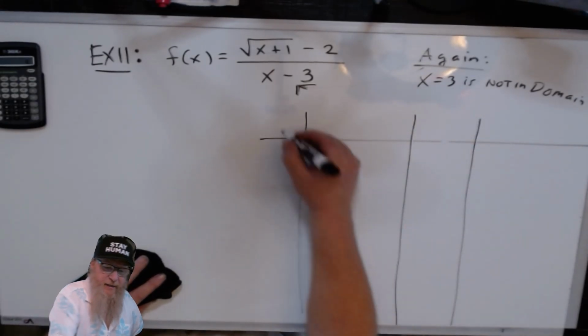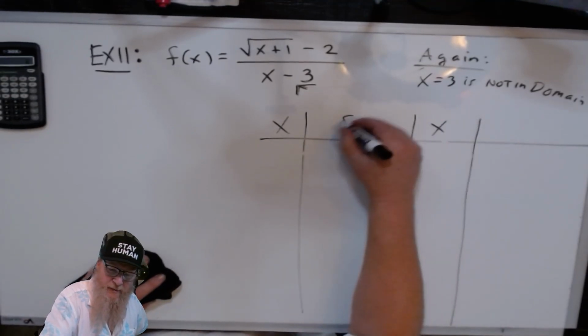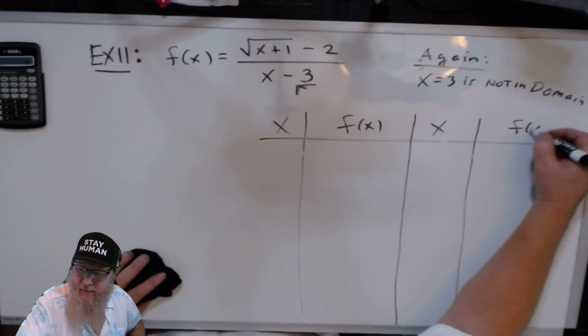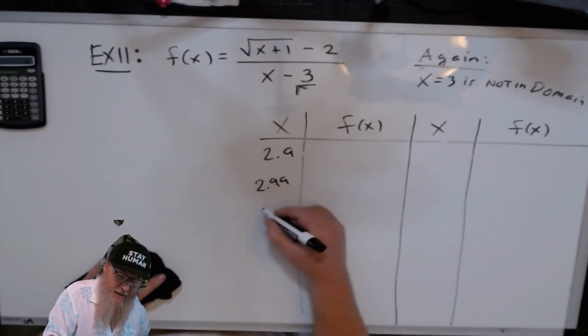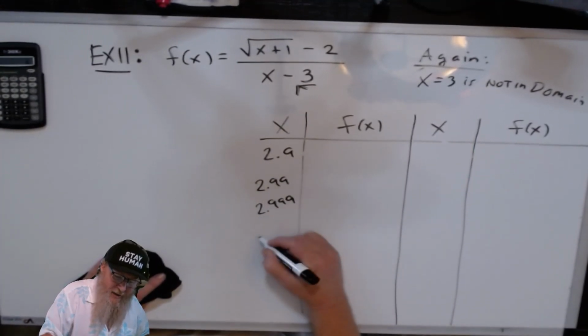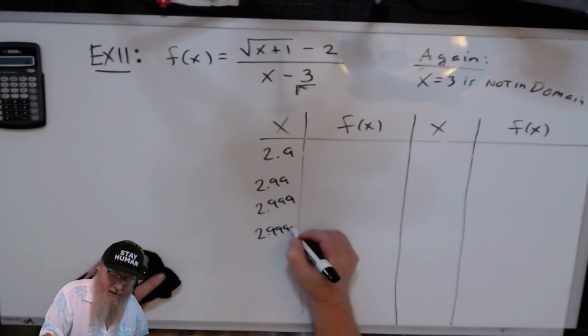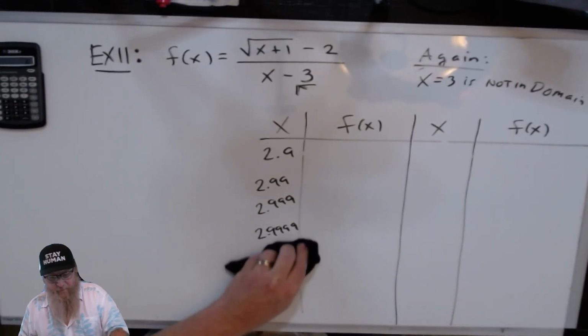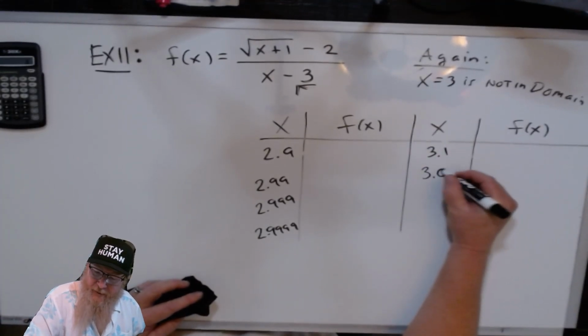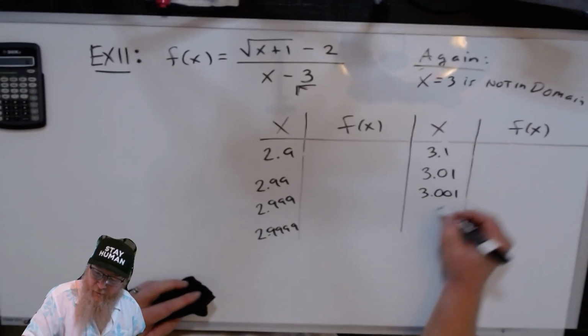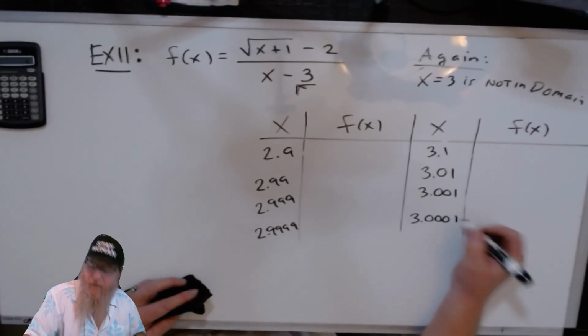Same idea. We're going to do 2.9, 2.99, 2.999, 2.9999, and then 3.1, 3.01, 3.001, and 3.0001.